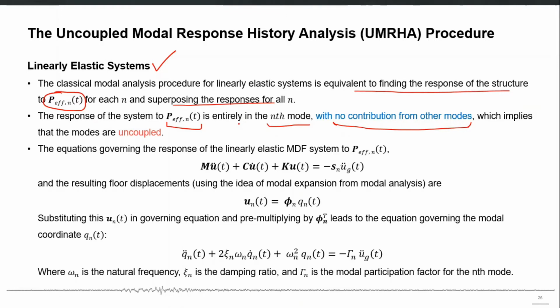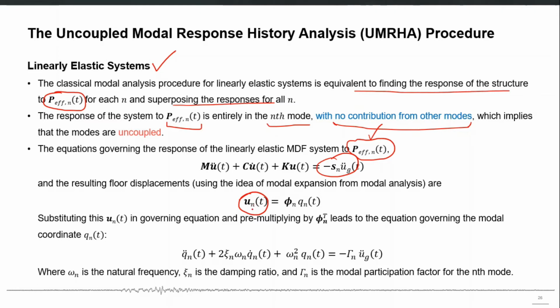So the linear systems, when we say that the governing equation of motion for linear elastic multiple degree of freedom system, when it is subjected to nth mode force, the response will only be in the nth mode. So in the governing equation of motion, we can simply replace the total P effective with the nth mode's contribution of P effective, this one, and the response will only be in the nth mode. So U will only be U_n, right? U sub n is the displacement response of the nth mode only. So no contribution from the other mode other than the nth mode.